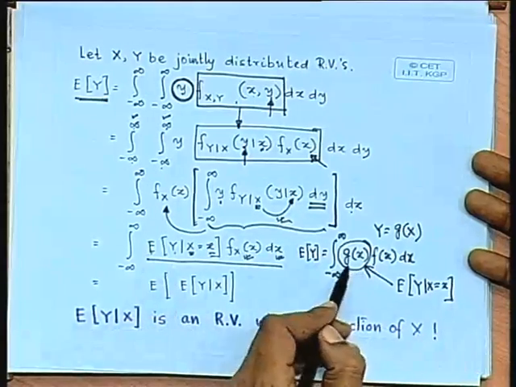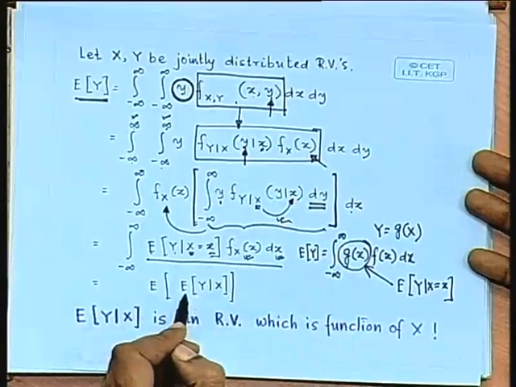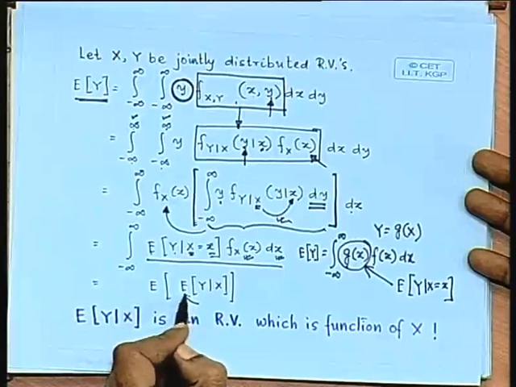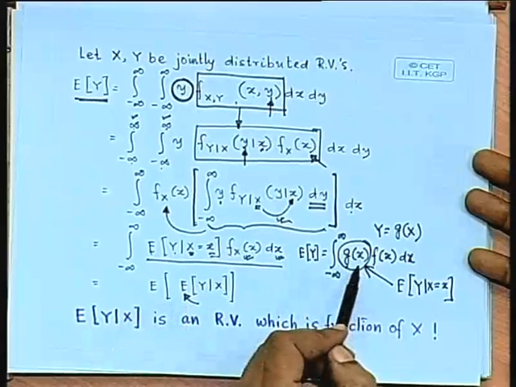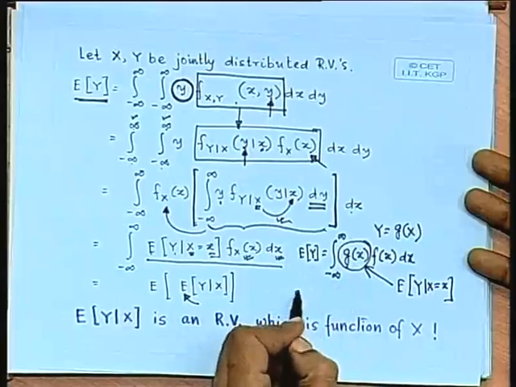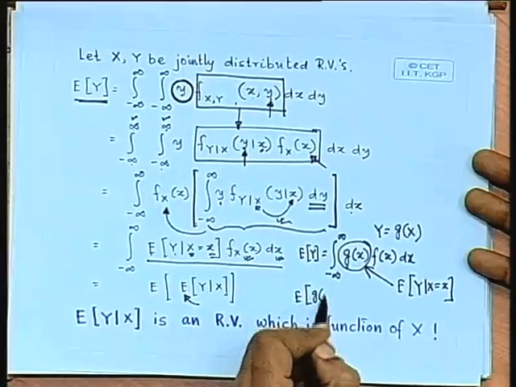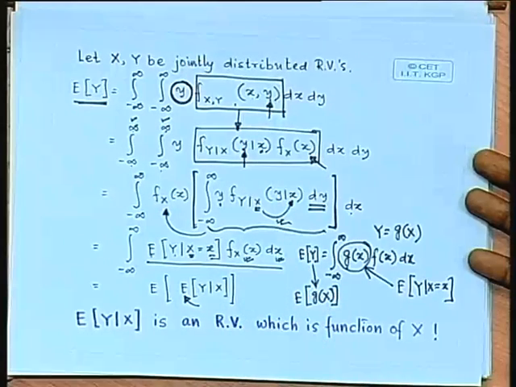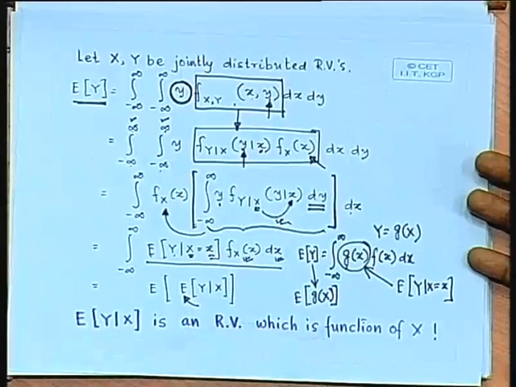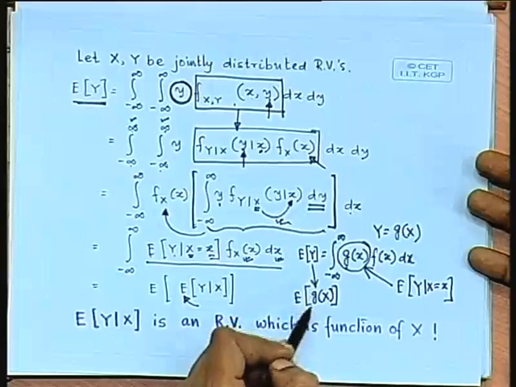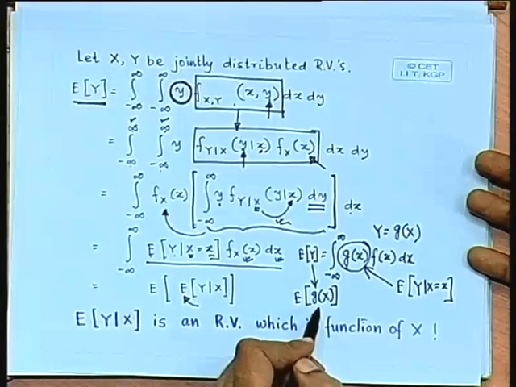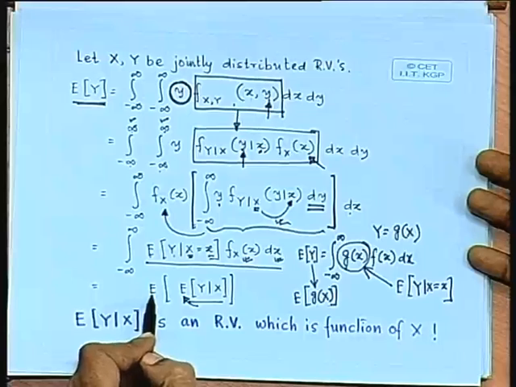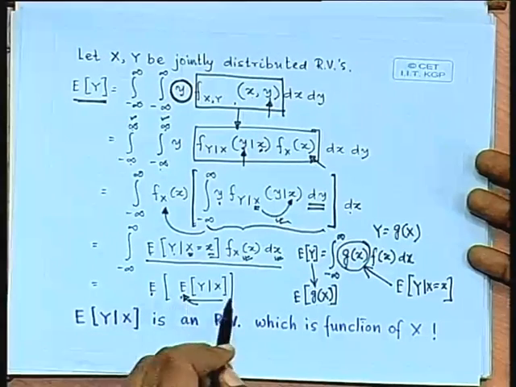So what is this g function? This g function is nothing but the expectation operator. So what are we calculating? We are calculating the expectation of g(x), because we are calculating the expectation of y. Now y is equal to g(x). So we are calculating nothing but the expectation of g(x), but g(x) happens to be this. So we are actually calculating the expectation of y given x.